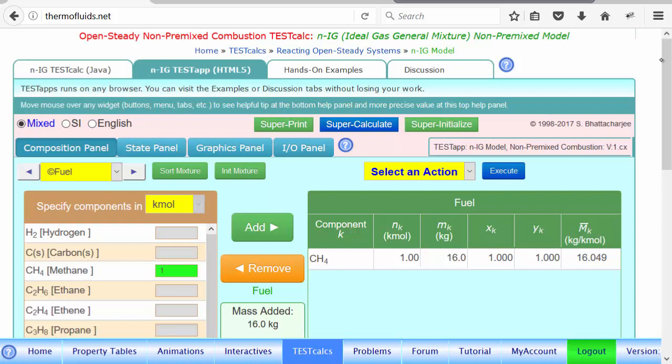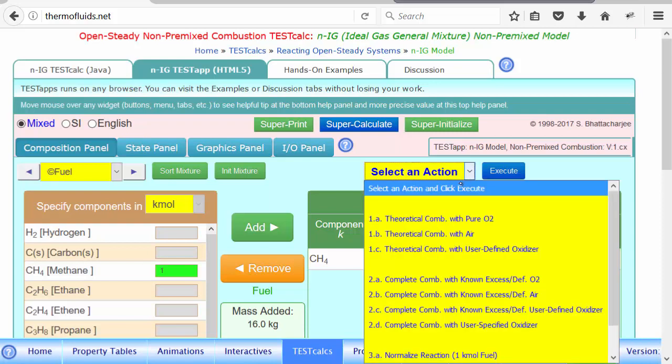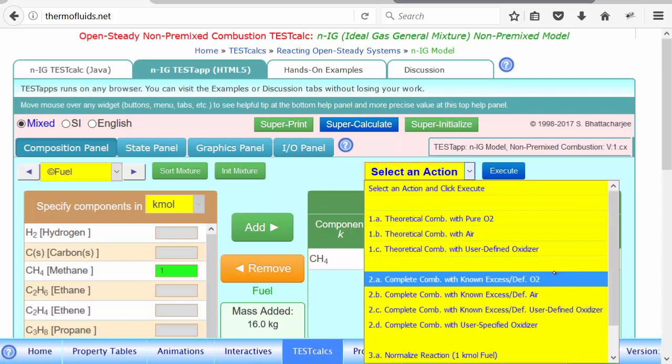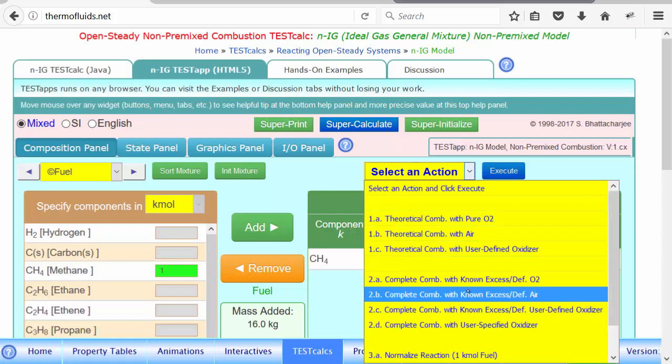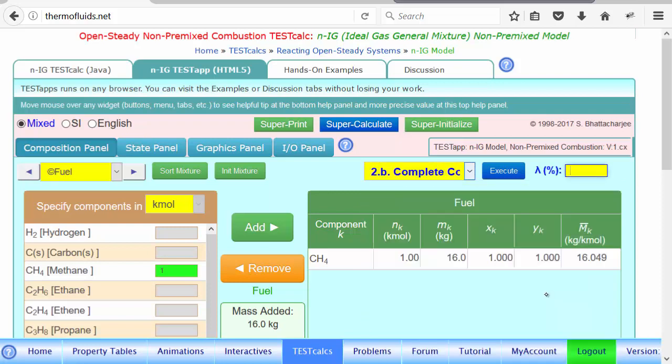So let's say the methane is reacting with complete combustion with known excess or deficient air. So we go to option 2B. We know complete combustion means carbon will go to CO2, H will go to H2O, and known amount of excess air. How do you specify that known amount? Lambda. Lambda is percent theoretical amount. In other words, when lambda equals 1, or 100%, we have exactly the theoretical amount.